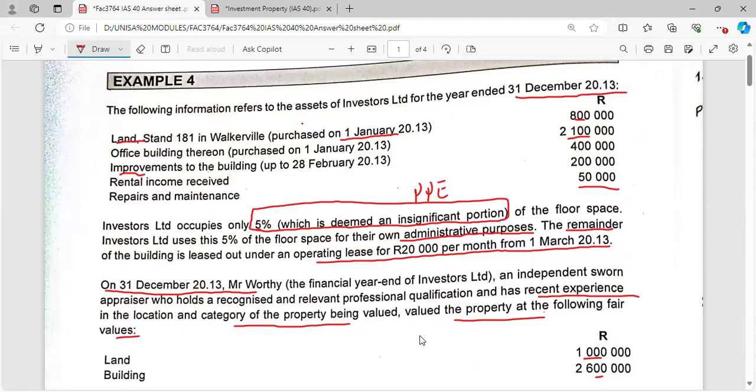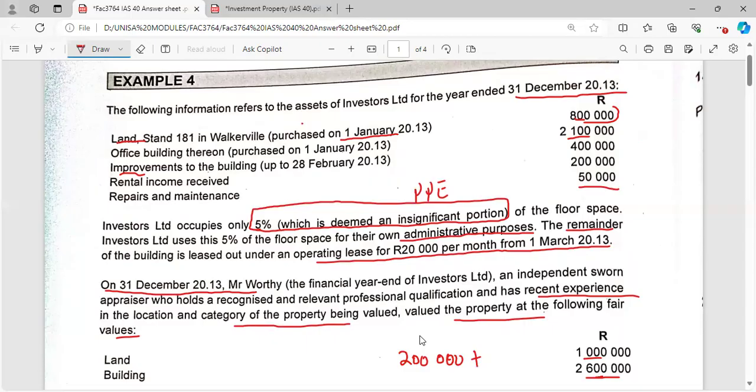The land is 800,000 and now it's 1 million. So we have 200, am I right? On the land, we're going to have a fair value adjustment of 200. Then the building is now 2,600,000.